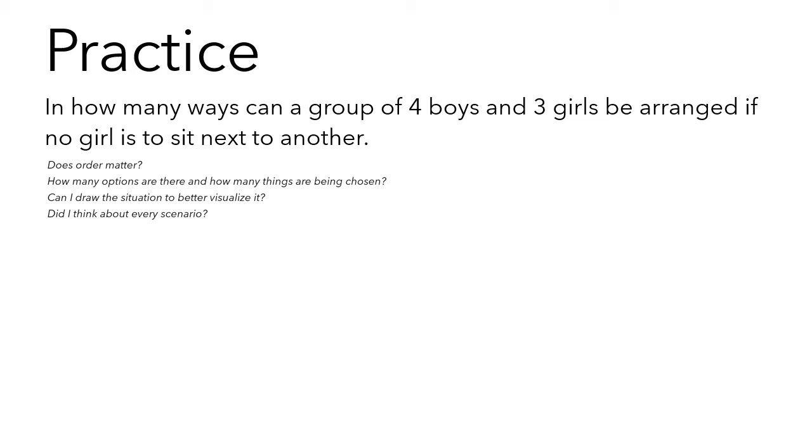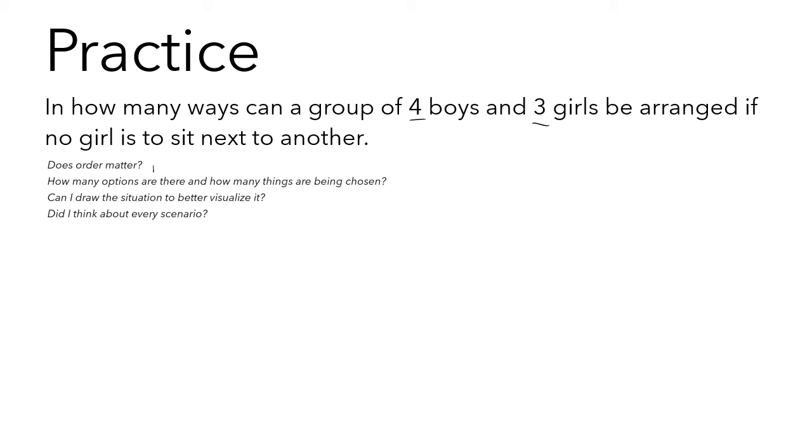Okay, let's try another one. In how many ways can a group of 4 boys and 3 girls be arranged if no girls are to sit next to each other? Okay, this one's going to be a little tricky, so pay close attention and think critically about it. First question, does order matter? Well, we're arranging the boys and the girls, and so we're assuming they're different people, and so the order of them will matter in this case.